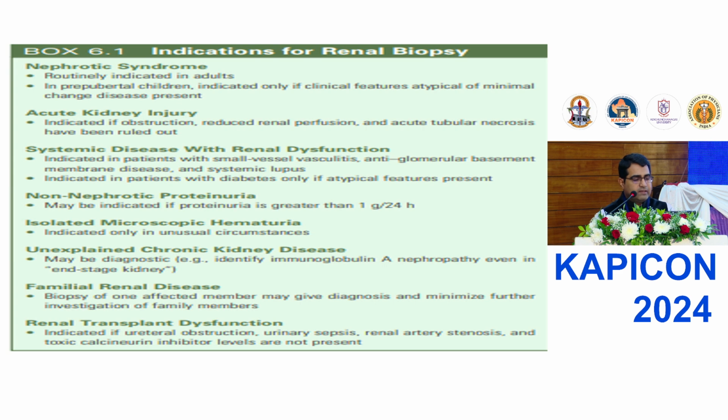So in the transplant workup, if available, a kidney biopsy is to be done. These are the various indications which I have told: nephrotic syndrome, acute kidney injury, systemic disease with renal dysfunction, non-nephrotic proteinuria, isolated microscopic hematuria, any unexplained CKD, any familial renal disease, and renal transplant dysfunction.